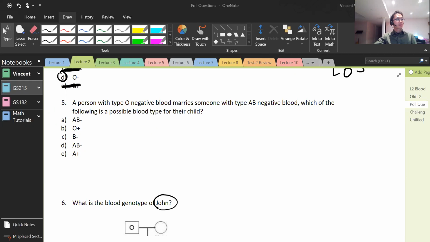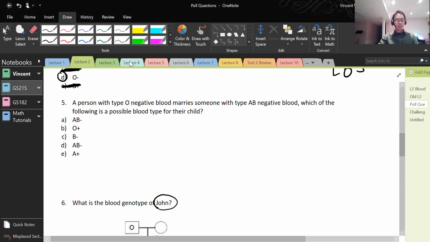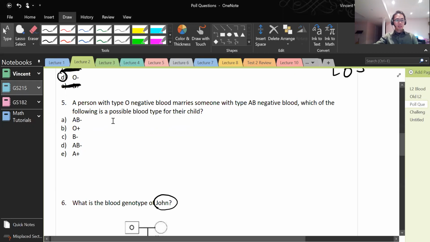All right. Oh yeah, there are two AB negative. Oh, thank you for letting me know. Let's change it to positive then. Okay. Sorry. Oh, you know what? Nobody chose a D. I'm going to change that one to positive then.